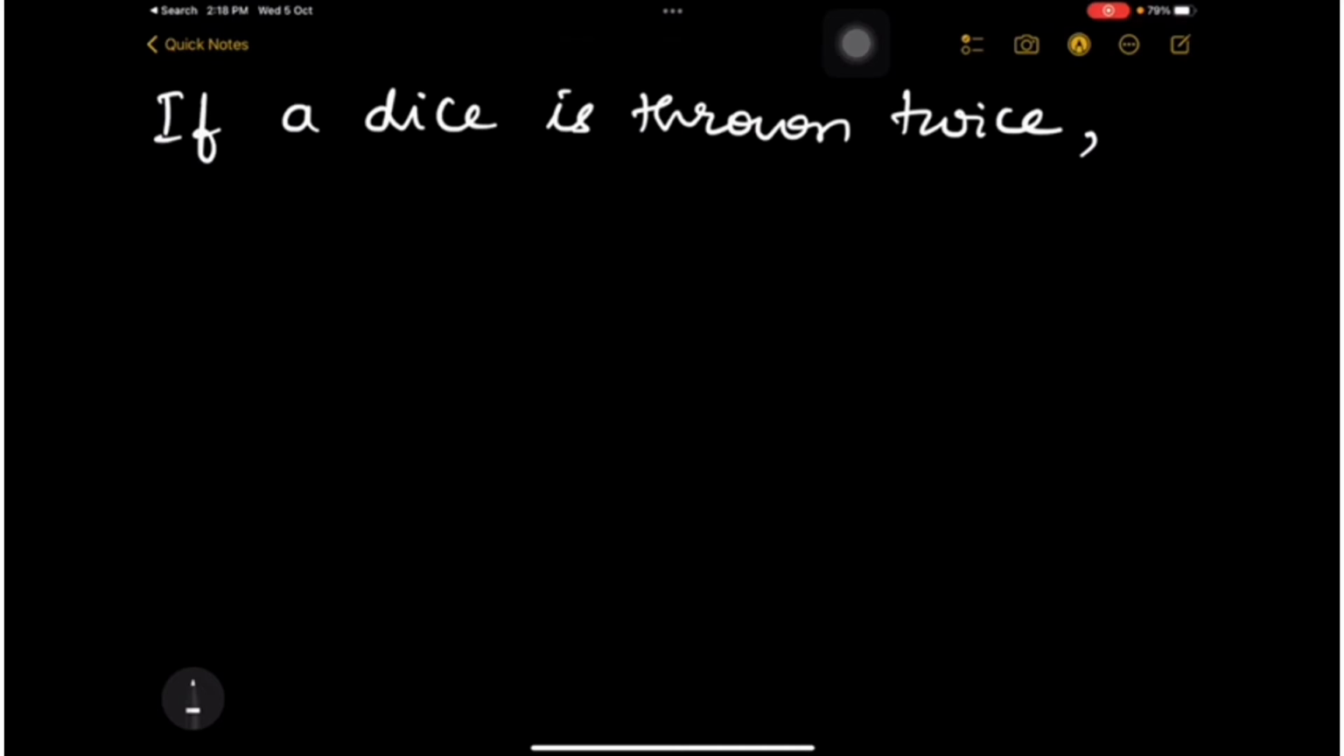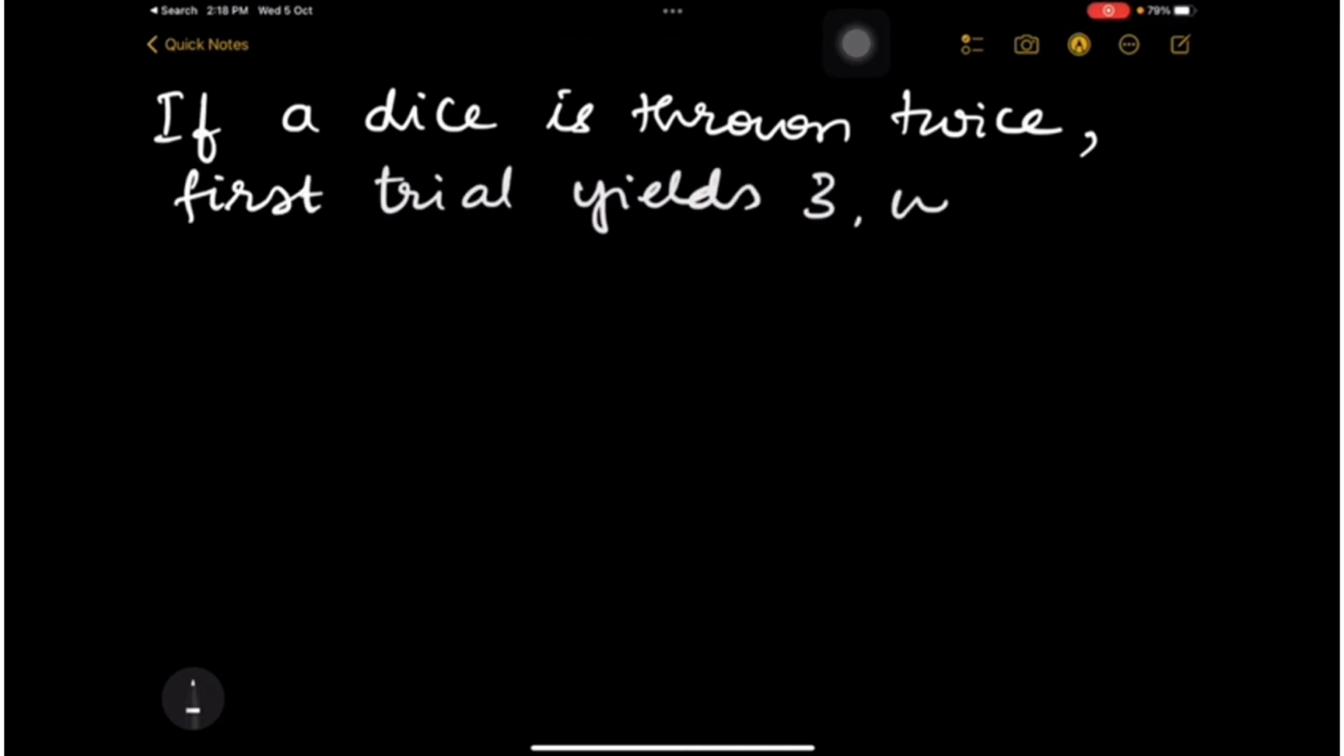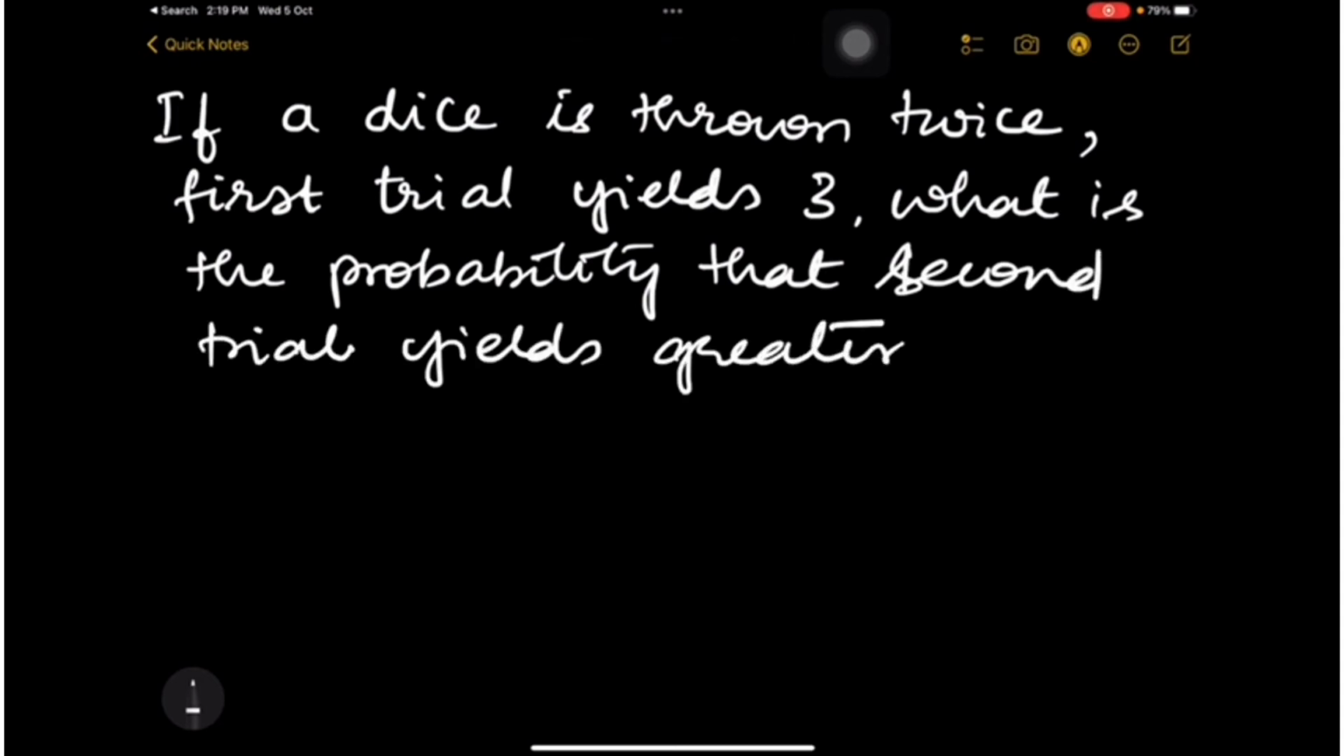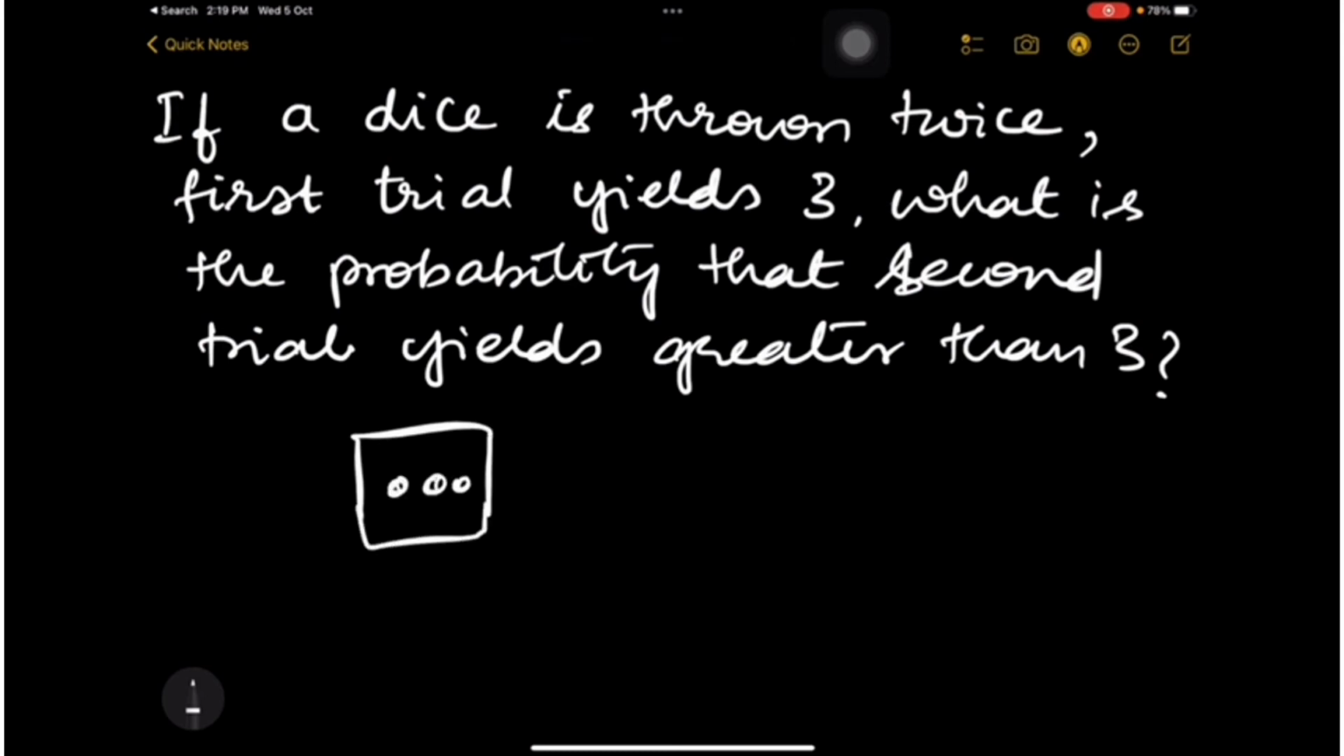is, first trial yields 3, what is the probability that the second trial yields a number greater than 3? This means first trial should yield 3. Second trial should yield a number greater than 3.